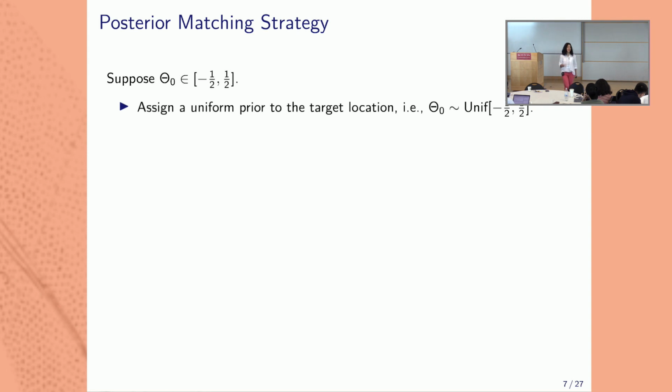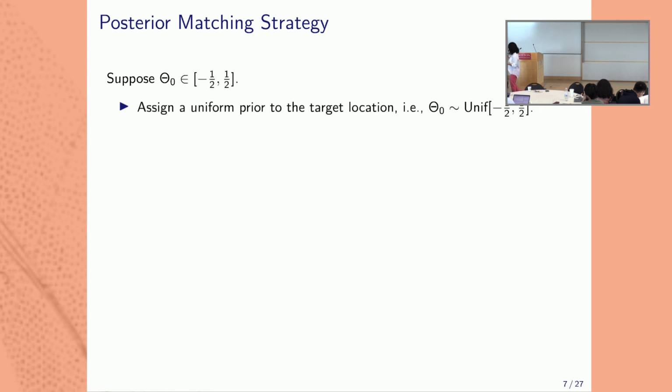So this is the posterior matching scheme that we came up with. Basically, it combines what we have seen before, which is to find the posterior. Now the noise is independent of the measurements, right? Here, the noise is just a simple flip probability.